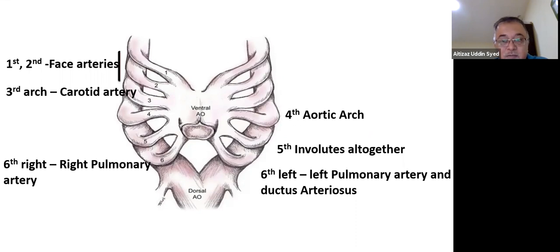The fifth one involutes totally in human beings. And the sixth contributes to the pulmonary arteries both on the right and left. But the sixth left, the ventral part of it, becomes part of the ductus arteriosus. That shows why the ductus is usually attached to the origin or near the left pulmonary artery, because it embryologically arises from there.